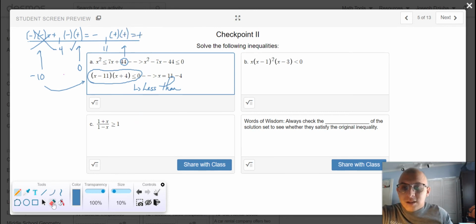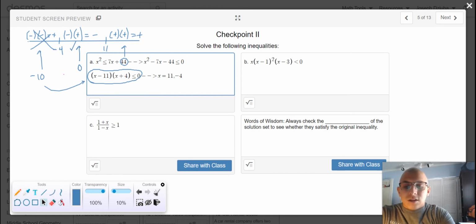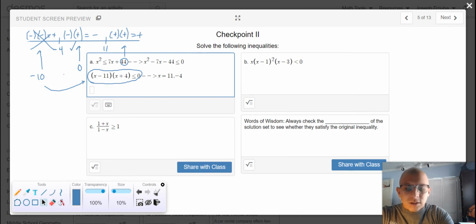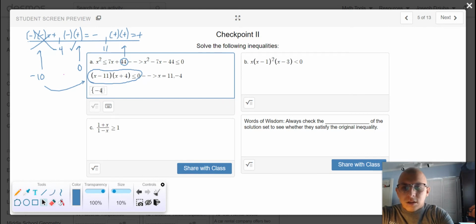So as we can see, the only interval that contains solutions would be negative 4 to 11, and we use brackets. There we go. The bracket buttons are located next to the letter P.